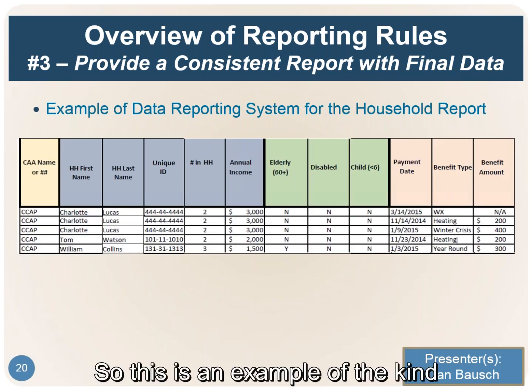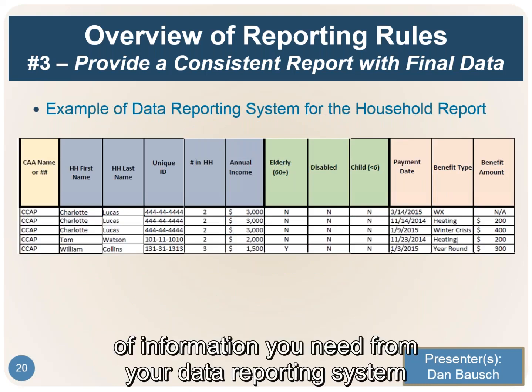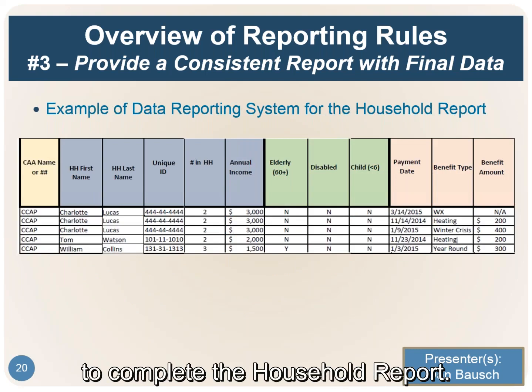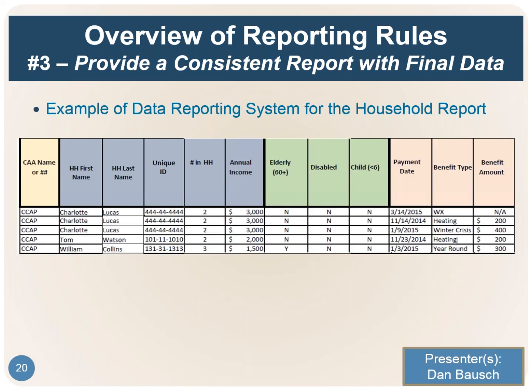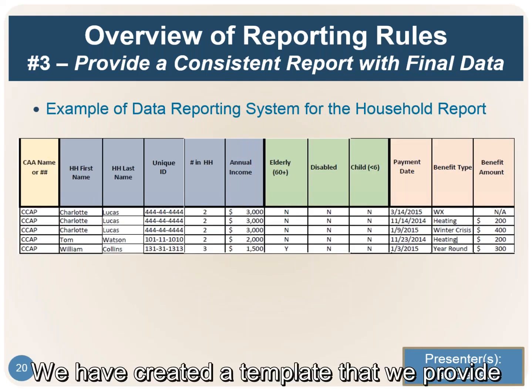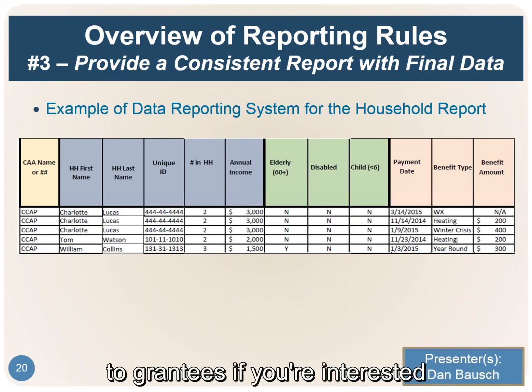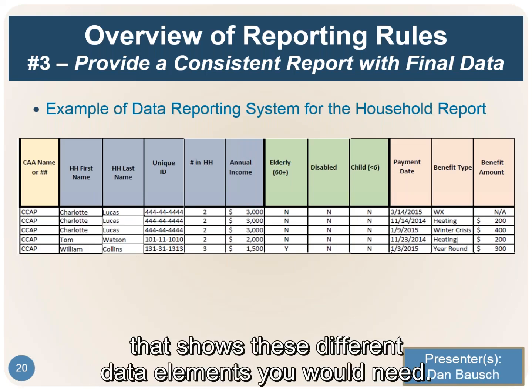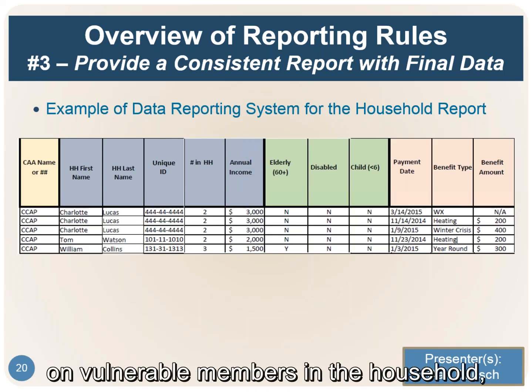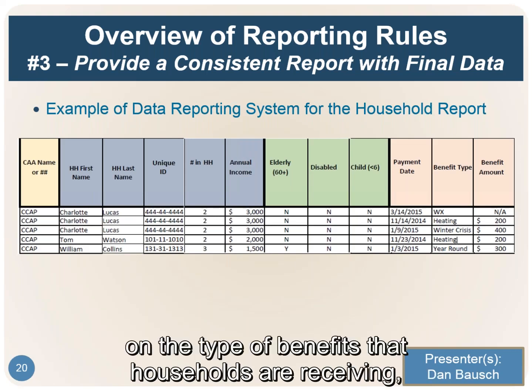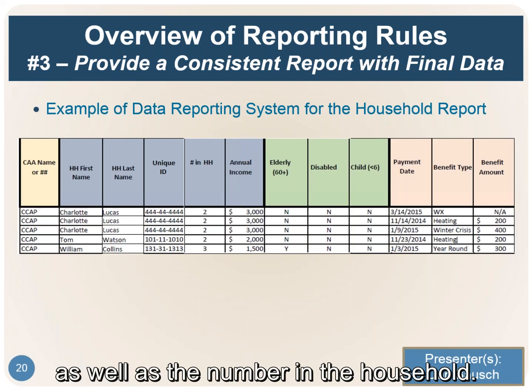So this is an example of the kind of information you need from your data reporting system to complete the household report. We have created a template that we provide to grantees if you're interested that shows the different data elements you would need. You can see information here on vulnerable members in the household, on the type of benefits that households are receiving, as well as the number in the household.